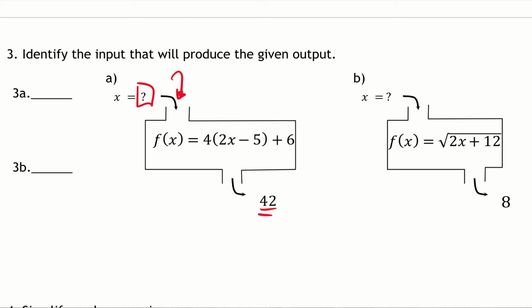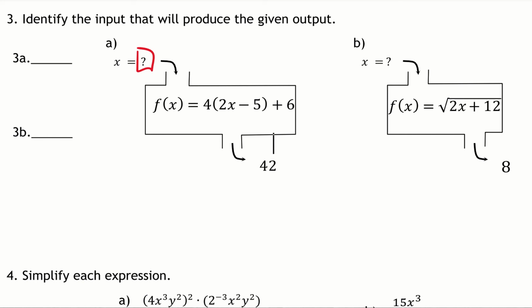And you know, if you were to guess for a while, you could put 0 in there, right? If I placed 0 into this function, it would become 4 times negative 5 and then plus 6, which is negative 20. And negative 20 plus 6 would be negative 14. Well, that's not what we're looking for. We're looking at 42. So rather than sit and guess and guess and guess what this question mark could be, a really good strategy is to just ask it.